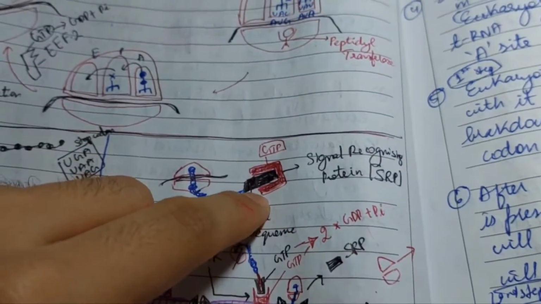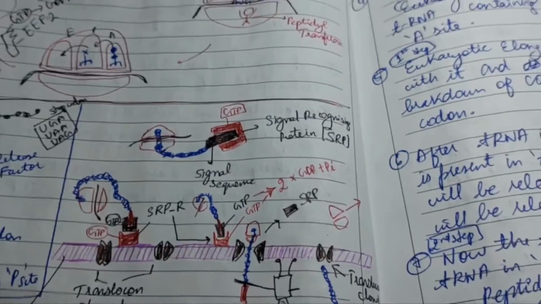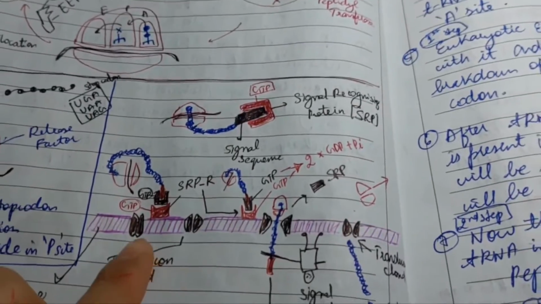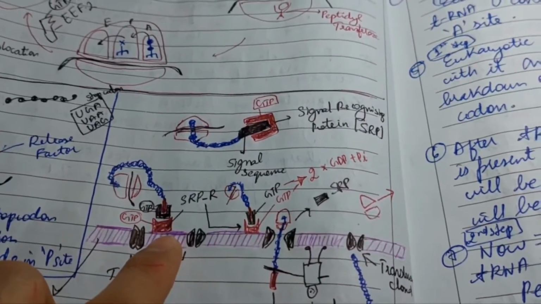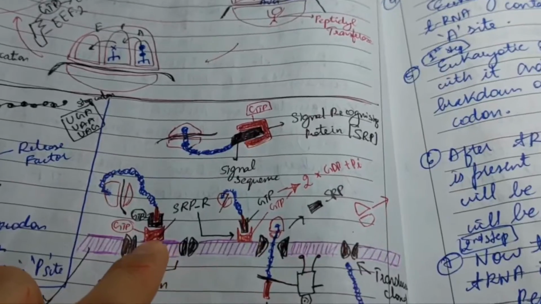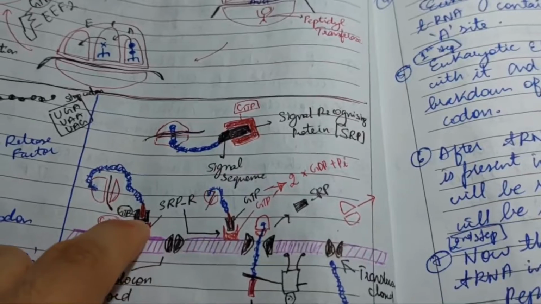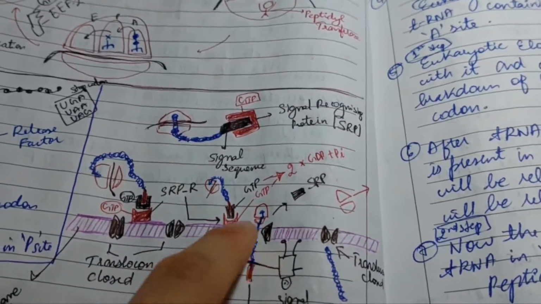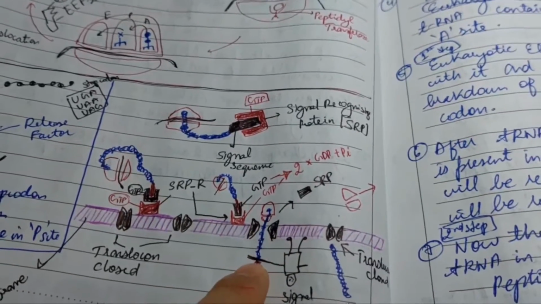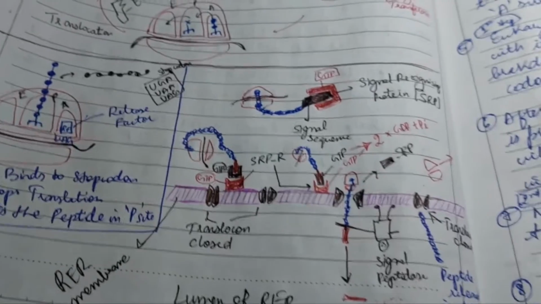And then we remember that this signal sequence is going to be identified by the signal recognizing protein, and this signal recognizing protein is going to pull this peptide chain towards the membrane of the rough endoplasmic reticulum. The rough endoplasmic reticulum has a signal recognizing protein receptor, which is going to bind with the signal recognizing protein, and as a result the translocon will open, and then the ribosome and our peptide chain will enter into the rough endoplasmic reticulum.